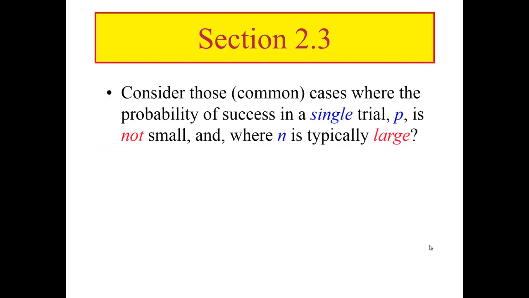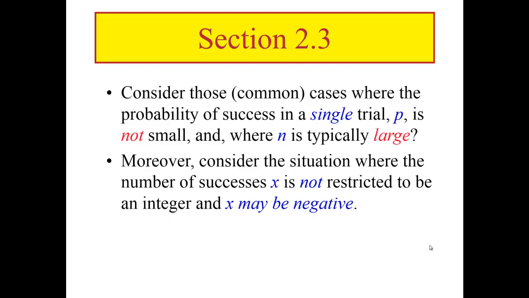So in Section 2.3, Bevington asks us to consider those cases that are very common in experimental work where the probability of success in a single trial is not small, and where n, the number of trials, is typically very large. What's also helpful about this situation that we're going to use to define the Gaussian distribution function is we want to be able to handle cases where the number of successes is not just an integer value.